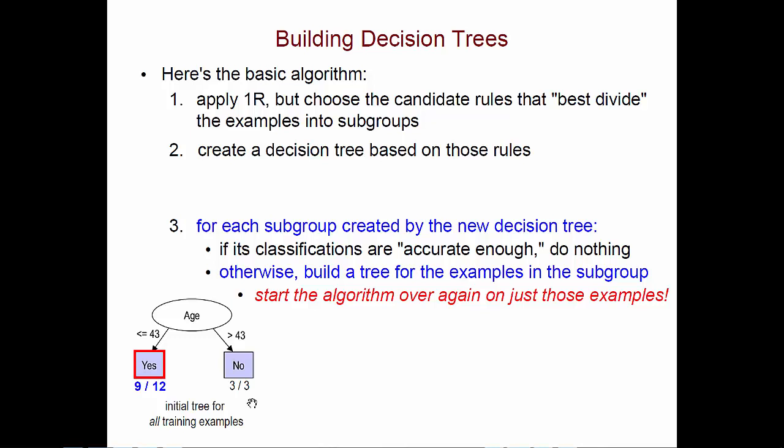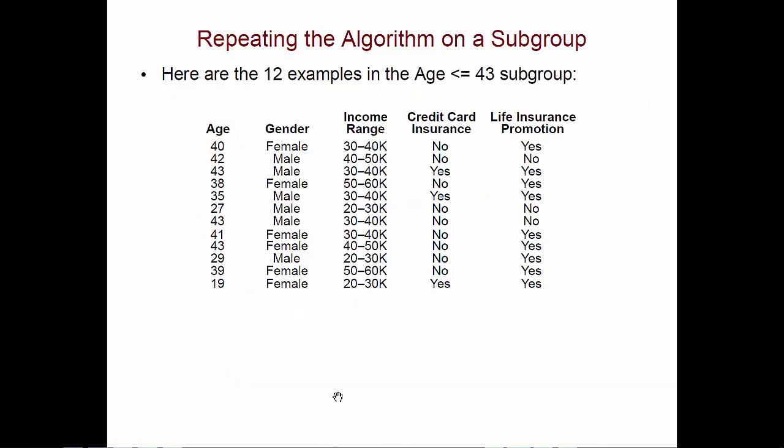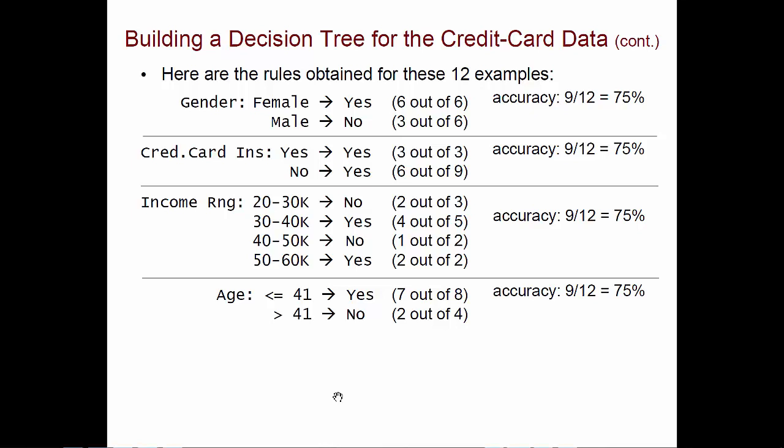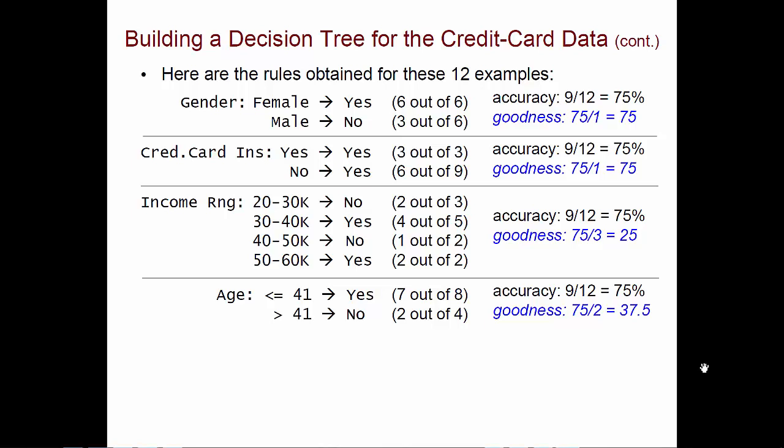So in this case, we're going to build a tree for just the customers whose age is less than or equal to 43. Here are the 12 customers from our training data who fall into that subgroup. So we don't have 15 training examples anymore, we just have 12, the 12 in that subgroup. But we're going to repeat the same process over again. We get candidate rules using the same basic process as 1R. We compute their goodness scores.